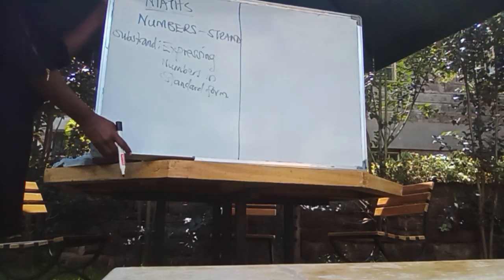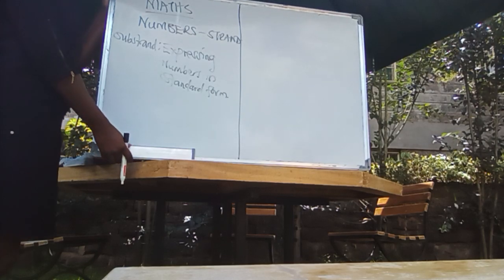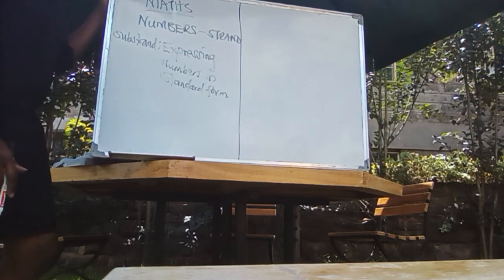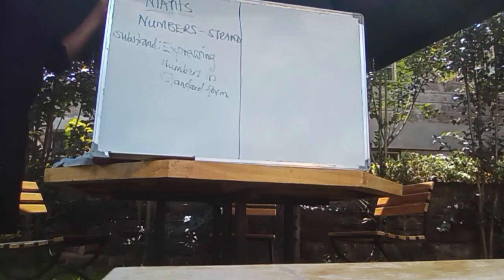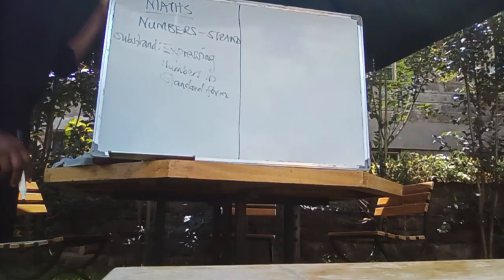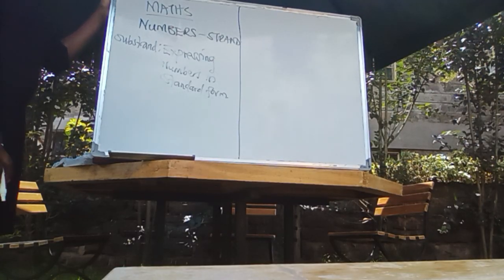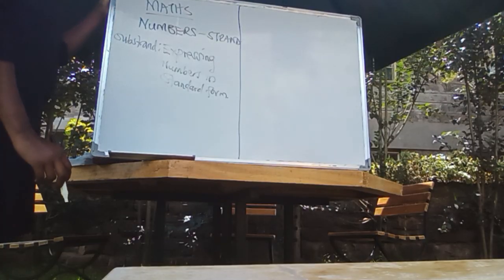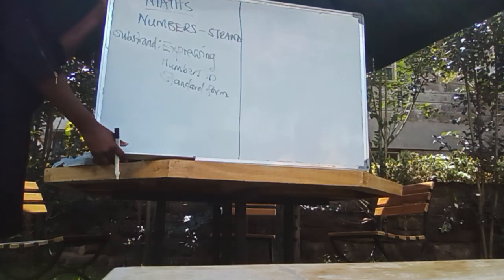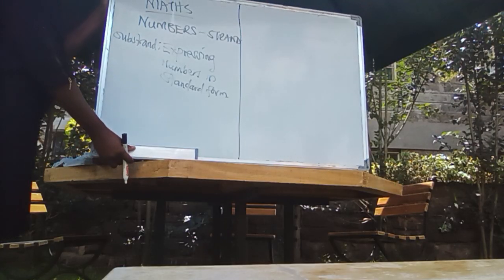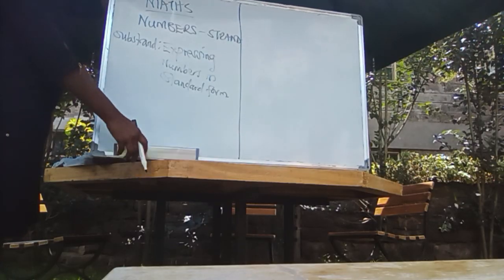Before we go to that, it's good to understand what this standard form is. Standard form is writing numbers in decimal form, as a number which is equal to 1 but less than 10. That is how you write numbers in standard form, and then you write the power of 10, 10 to the power n.